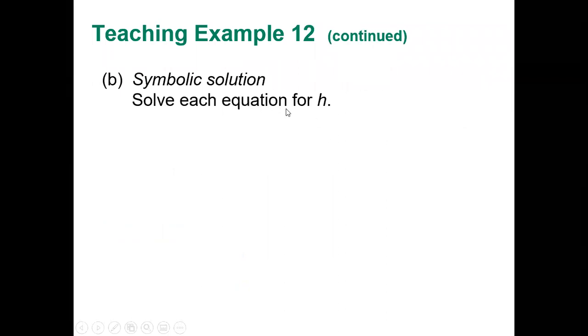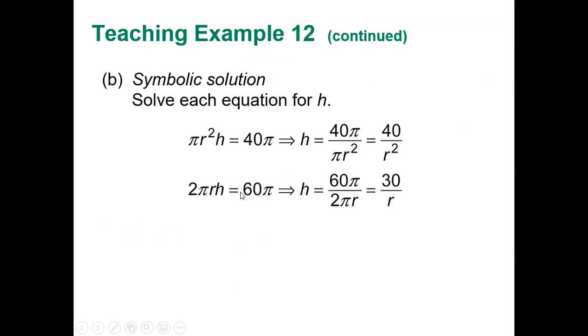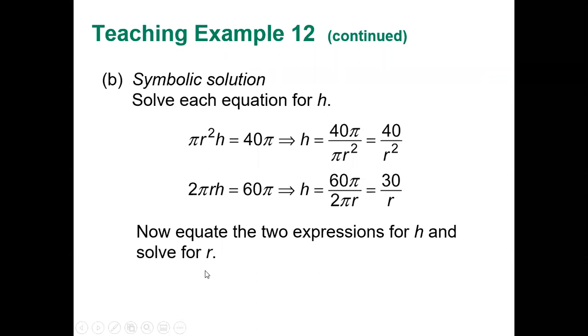Okay, then from there, we are going to solve each equation for H. So pi R squared H equals 40 pi. That means H equals 40 over R squared. For 2 pi R H equals 60 pi, that leaves us with H equals 60 pi over 2 pi R, which is 30 over R. Now we're going to make them equal to each other because we're saying H equals H, and then we're going to solve for R. So we're going to have 40 over R squared equals 30 over R.